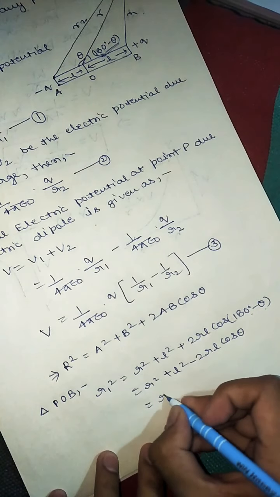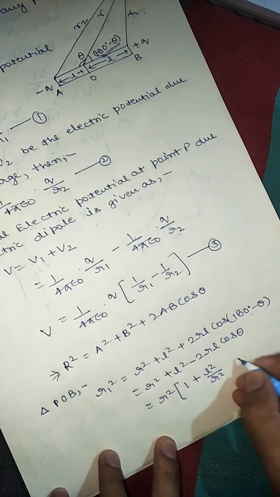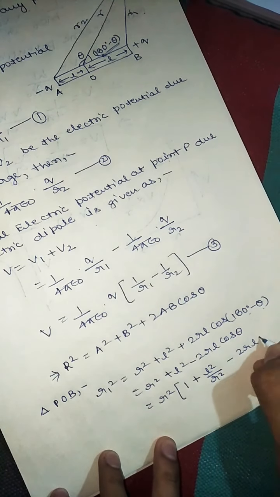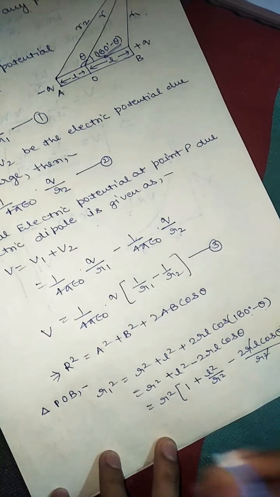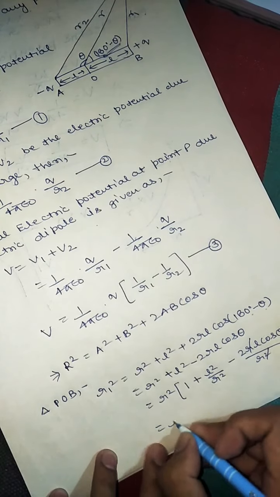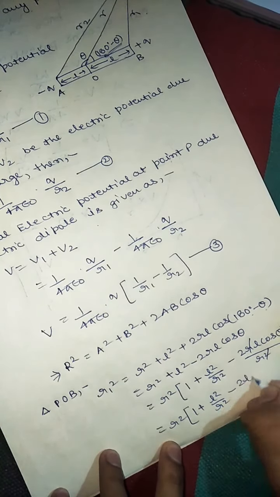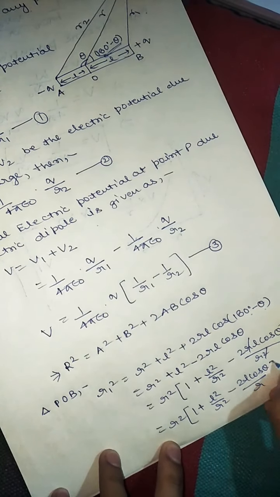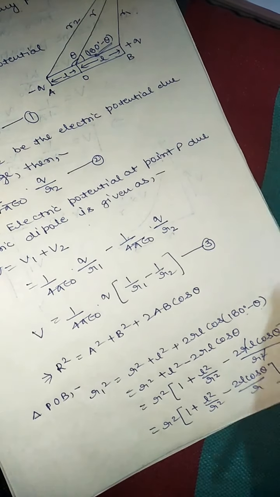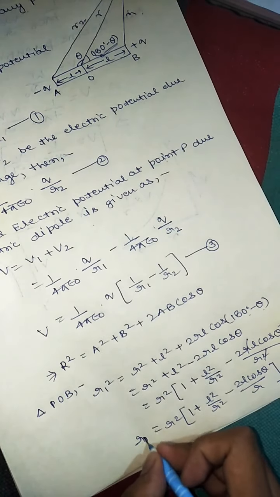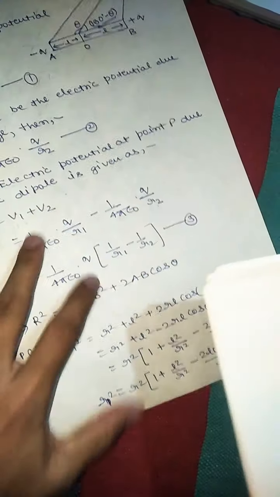If we take r square common in these terms, then it becomes r square times 1 plus l square upon r square minus 2l cos theta upon r. This derivation is a little bit lengthy, so just keep your eyes on it. So r1 square can be written like this. This is the value.